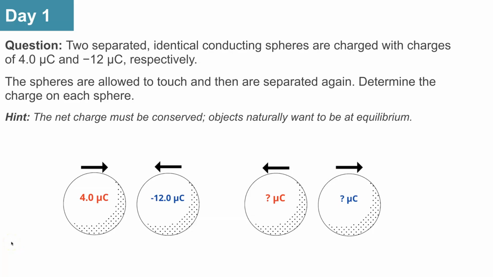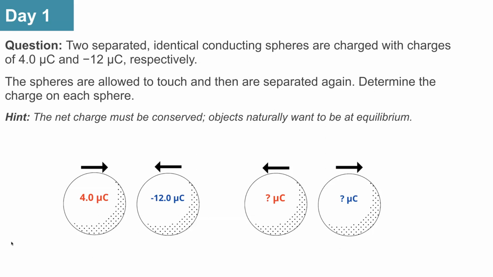And right off the bat, we're going to start off with a question that's going to get you thinking, but it's one that you should be able to solve based on what you know about static electricity and charge and conservation of energy, which you should have learned about in IB Physics 1. So question 1 states that two separated identical conducting spheres are charged with 4 microcoulombs and negative 12 microcoulombs respectively. Now, the spheres are allowed to touch and then are separated again. Determine the charge on each sphere.